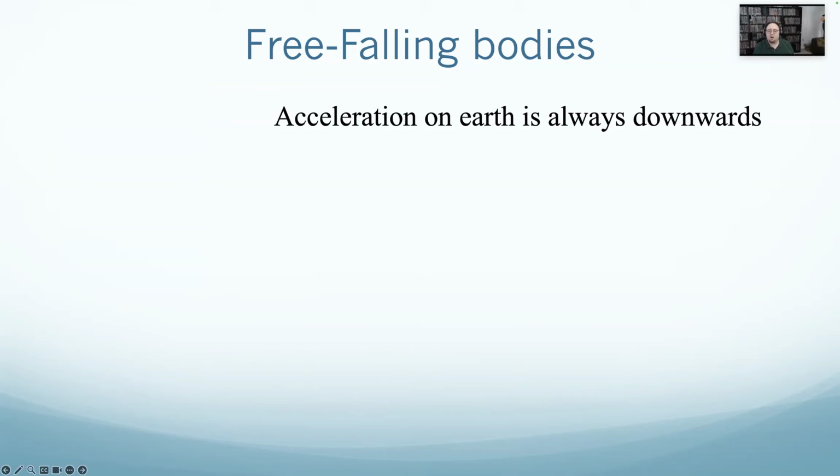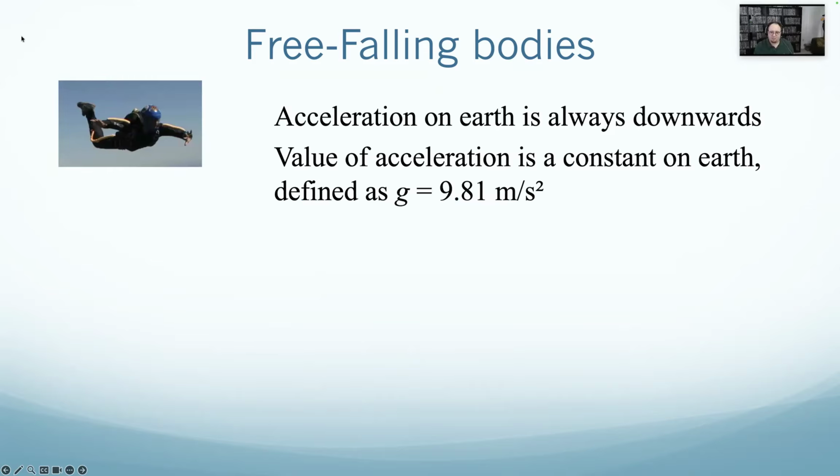That's because on Earth, all things always feel a downward acceleration equal to 9.81 meters per second squared. This number is so important, it gets its own symbol. That symbol is g. That g equals 9.81 meters per second squared. That is the free fall acceleration due to gravity. And anytime something is in the air, that will be its acceleration.